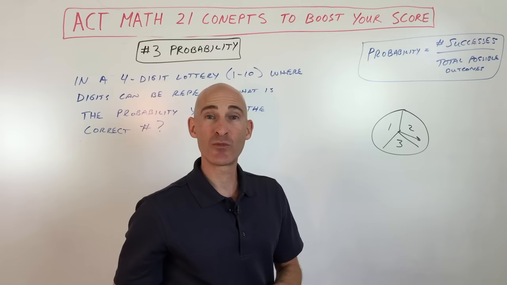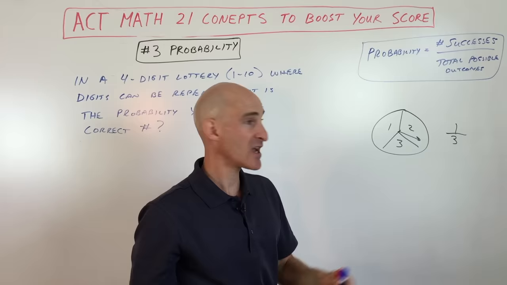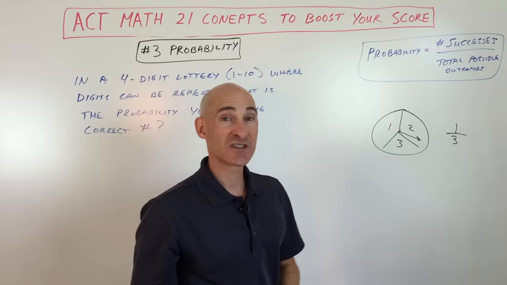Well, there's one chance of success out of three possible outcomes. And you can see these are all evenly divided. So you have an equal chance of landing on each one of the three. So your probability is 1/3, one chance out of three. Okay, so that was a very basic one. Let's take a look at a little bit more challenging one.